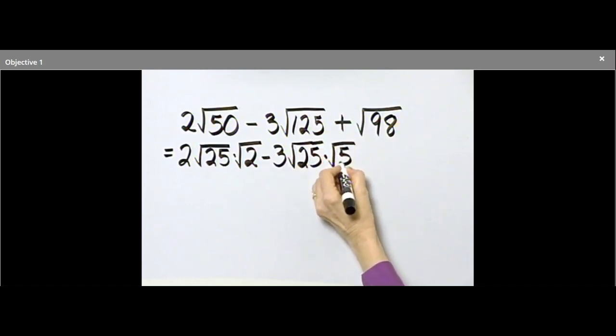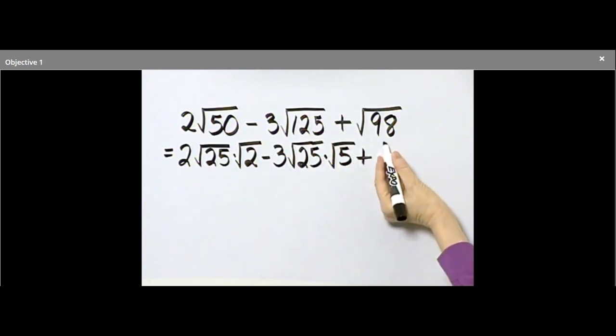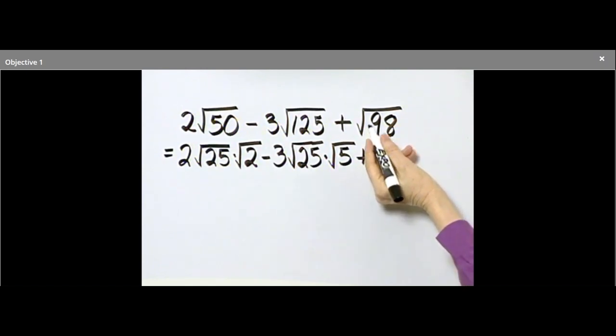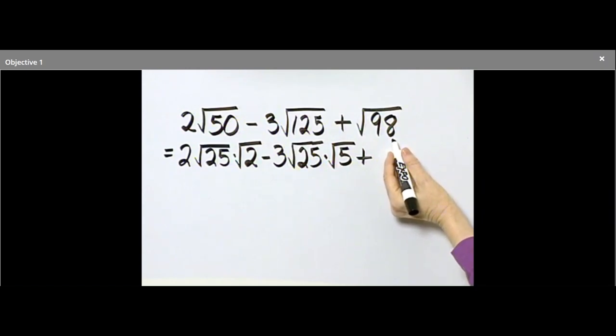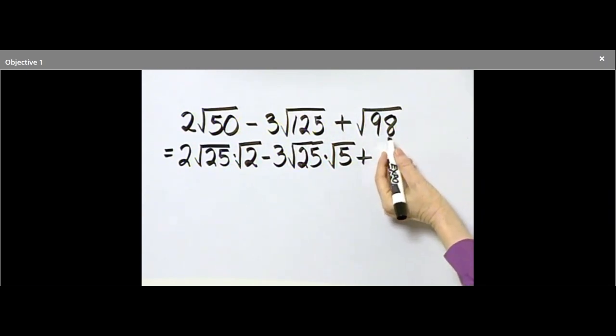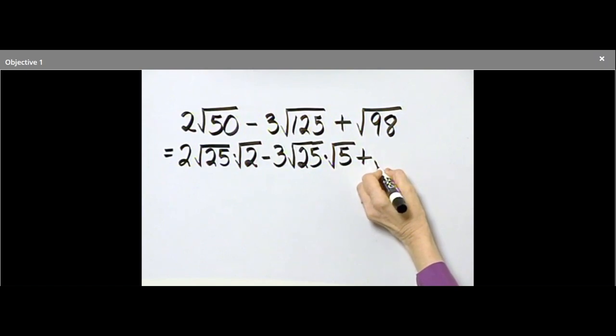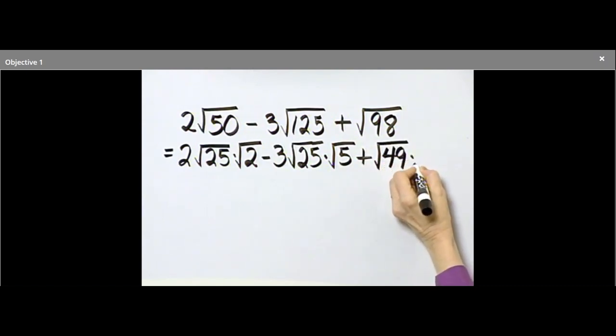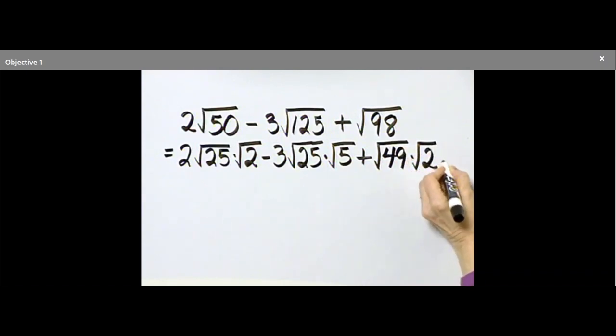And then plus, again, let's ask ourselves, can the square root of 98 be simplified? Does 98 contain any perfect square factors? The answer is once again yes. 98 is 49 times 2. So you can write this as the square root of 49 times 2. Then by the product property, it is the square root of 49 times the square root of 2.